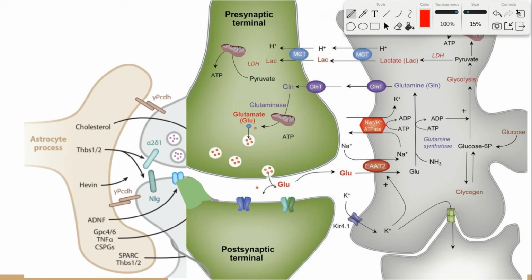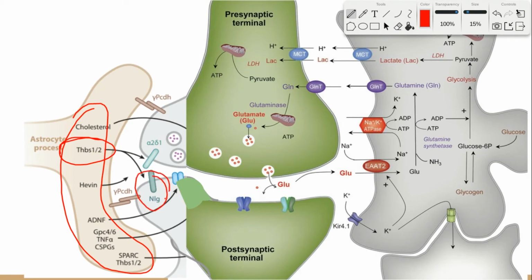Astrocytes can also directly signal to synapses using so-called gliotransmitters. These gliotransmitters, here on the left, we see a whole host of them, and they can influence synaptic strength and excitability. Thrombospondin 1 and 2, THBS1 or 2, can bind to NLG, neuroligins, that span the synaptic cleft and can actually promote their successful binding.